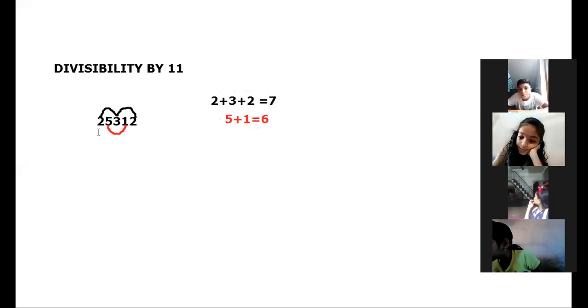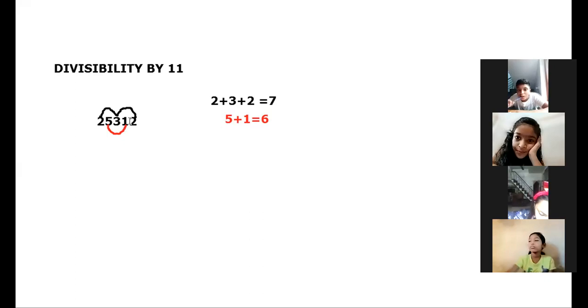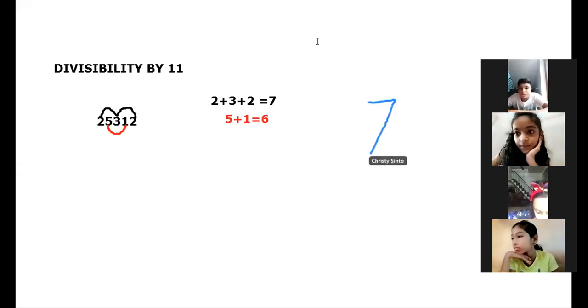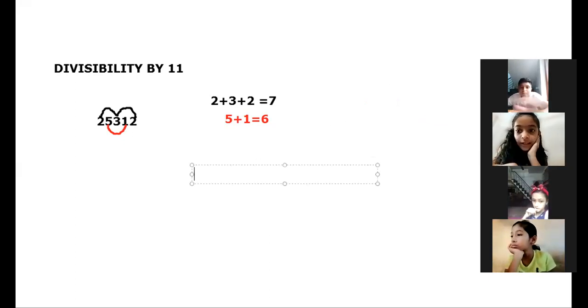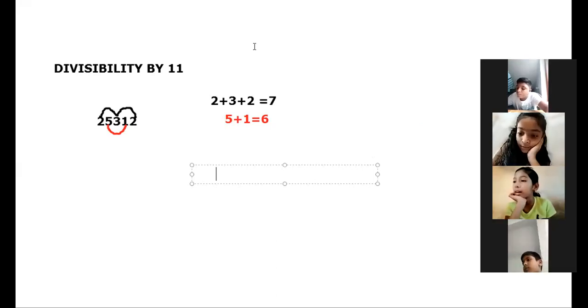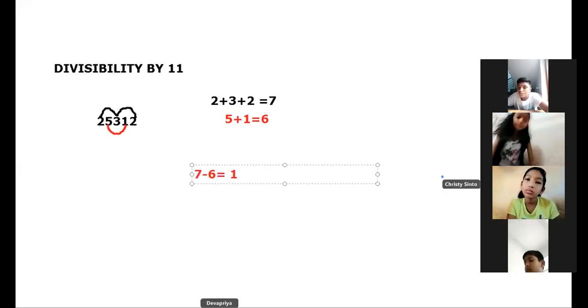Then we get the alternate pairs: the first pair is 2, 3, and 2, and the second pair is 5 and 1. We find the sum of 2, 3, and 2 as 7, and the sum of 5 and 1 is 6. Then what should be the difference between 7 and 6? 7 minus 6 is equal to 1. So the difference between 7 and 6 is 1. Then what about the divisibility? Is it divisible by 11?